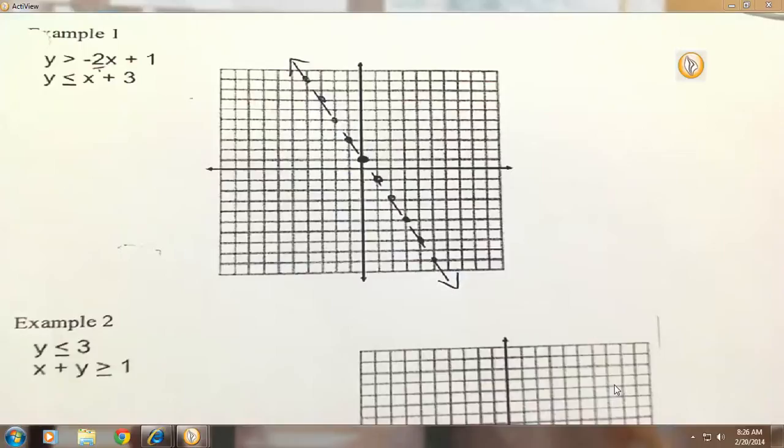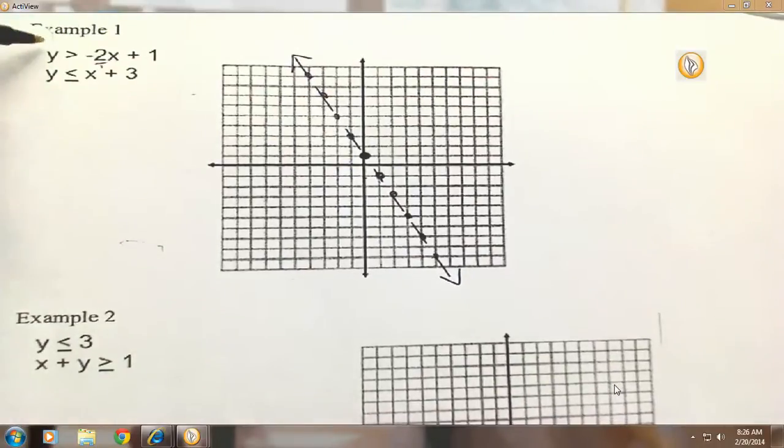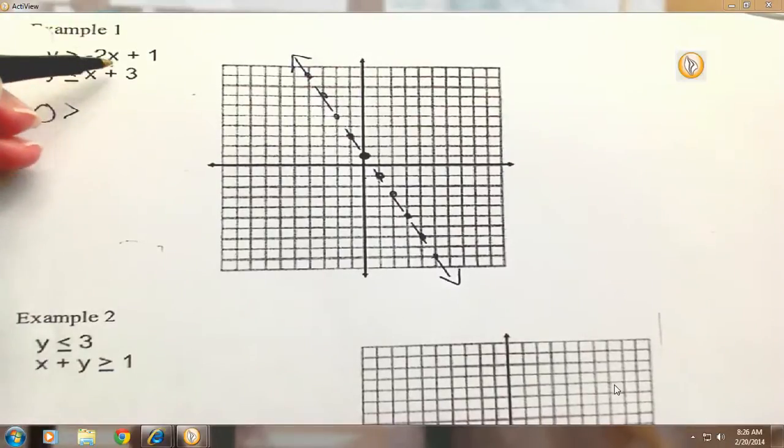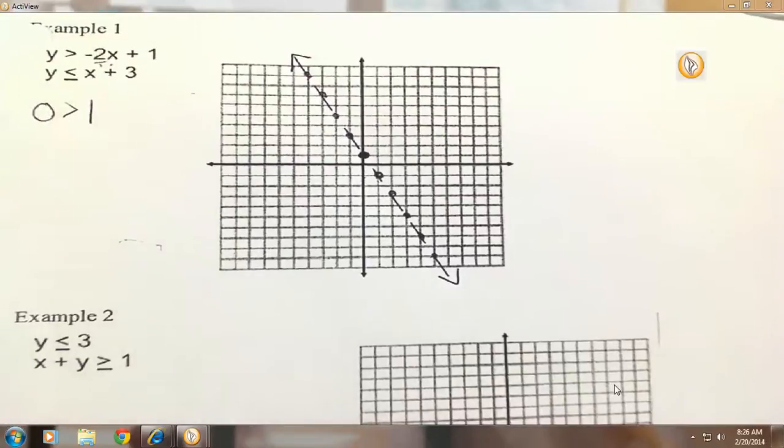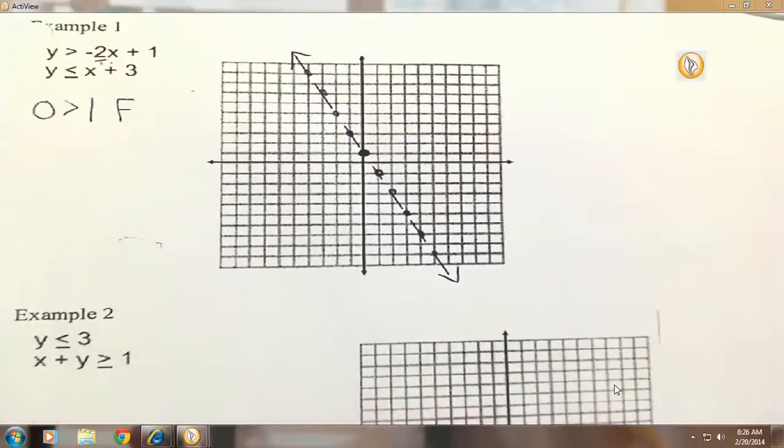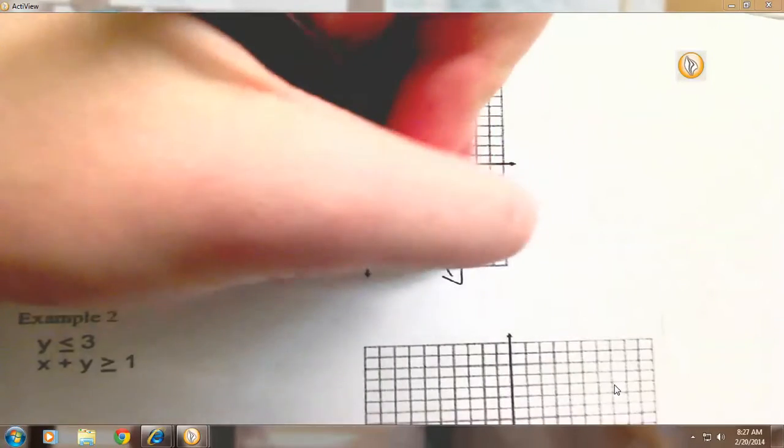How do we know what side to shade? Test the point. Let's put 0, 0 in for x and y. 0 is greater than -2 times 0, which is 0, and 0 plus 1 is 1. Is that true? Is 0 bigger than 1? No. That's false. So the side with 0, 0 is false. Which side would I shade? The other side, which in our case would be the right side. So you can take your marker and shade on the right side.